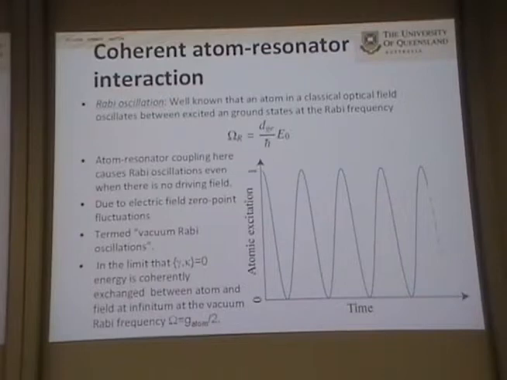The interesting thing is, even if you turn that to zero, even when there's no driving field, cavity quantum electrodynamics tells you that there's going to be splitting, there's going to be some Rabi oscillations. These are called vacuum Rabi oscillations, because the zero point energy of your system causes electric field fluctuations which drive the process. So in the limit that these decay rates are zero, this is a coherent process.